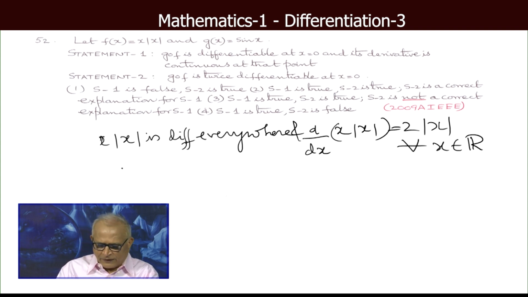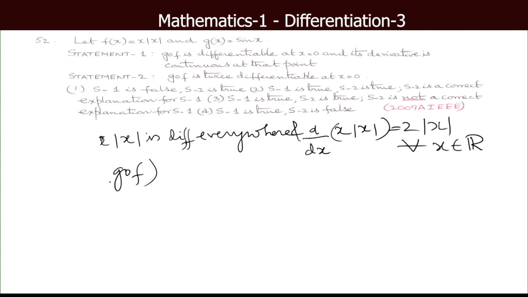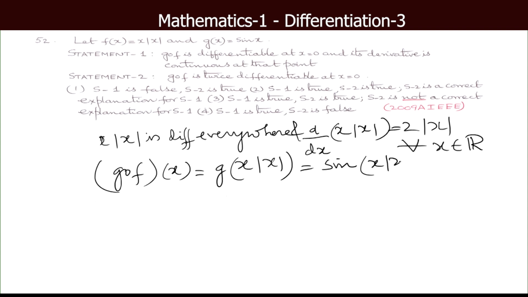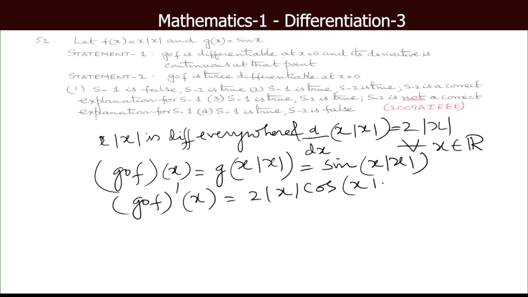Then what is g circle f at x? g of f x is x mod x, that is equal to sin x mod x. Follow? Then g circle f dash at x is derivative of x mod x, which is 2 mod x, into cos x mod x, for all x.